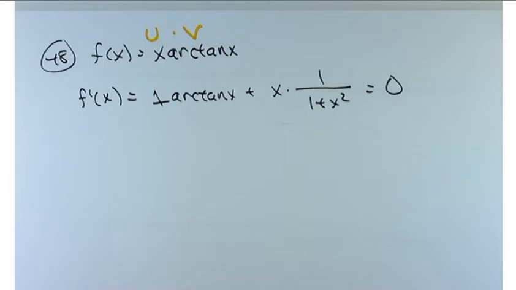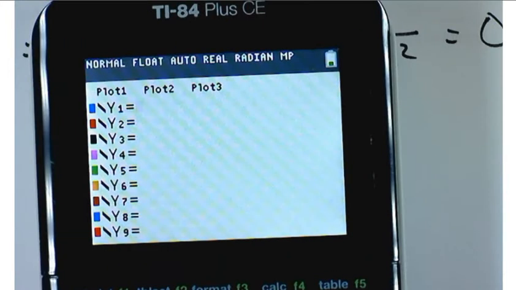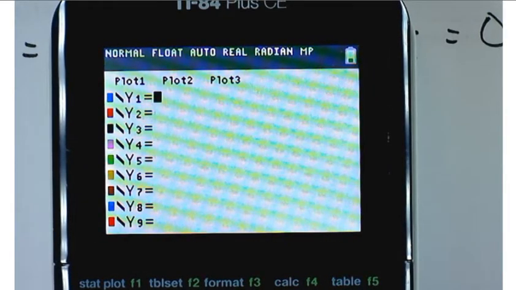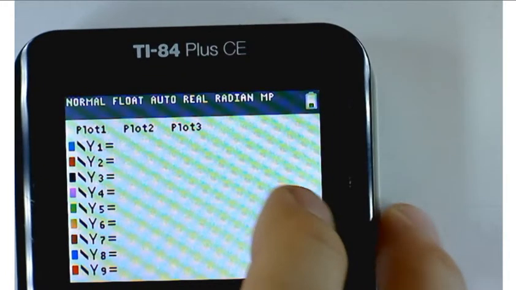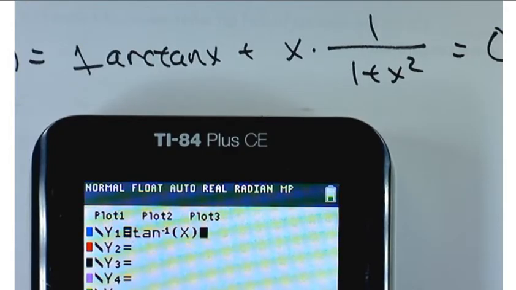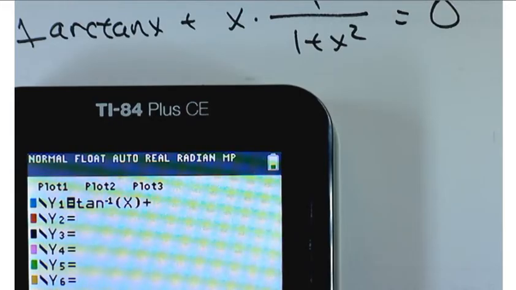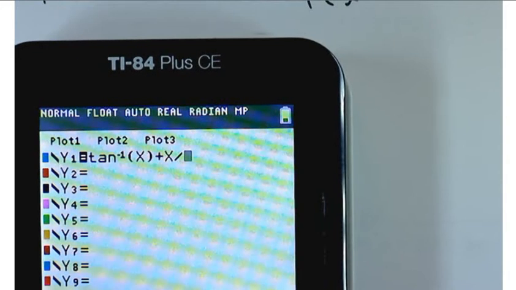So let's use a little technology. Let's graph them. I'm all about the technology, right? So put in the derivative, but where's the arctan button? I don't see an arctan button on my calculator. Second tangent, right? So make sure you're plugging in the derivative, not the function. Second tangent of x, close parenthesis, and then this part over here, I'll just write it as x, so plus x divided by parentheses 1 plus x squared, right parenthesis. So there's your derivative.